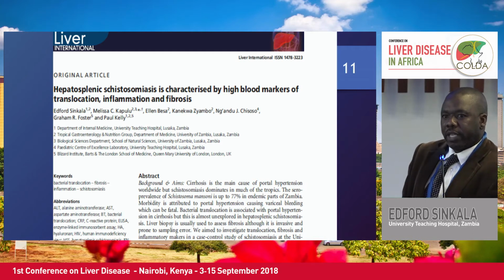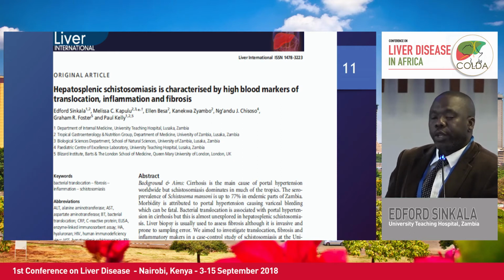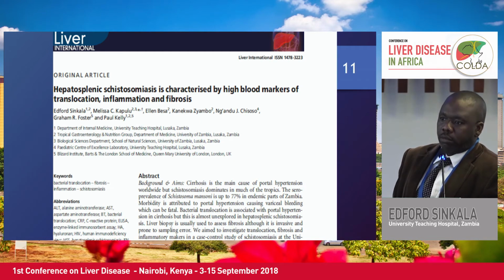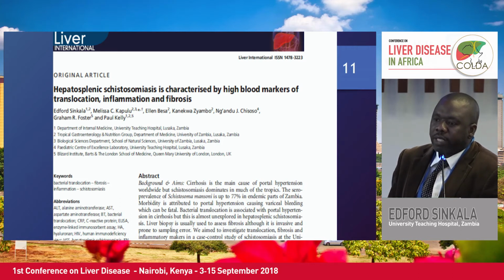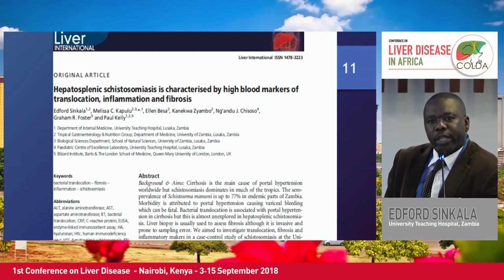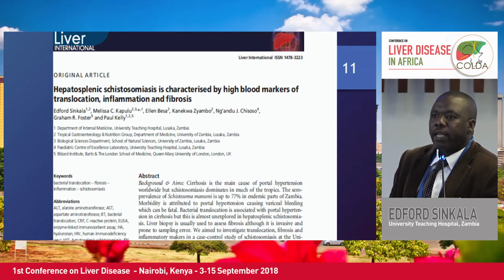So this was a case control study where we had patients with cysto diagnosed on serology as well as ultrasound. The inclusion criteria were patients with hematemesis, periportal fibrosis as evident on ultrasound, and those that came in with splenomegaly. Patients with HIV, hepatitis B, hepatitis C were excluded from the study. So what did we then find out in this study?